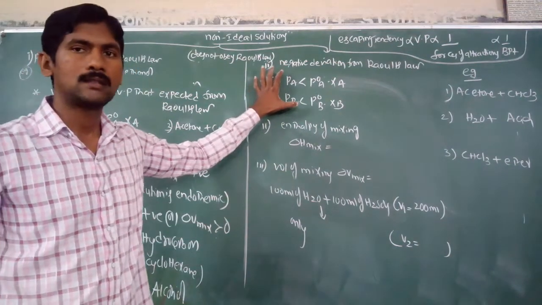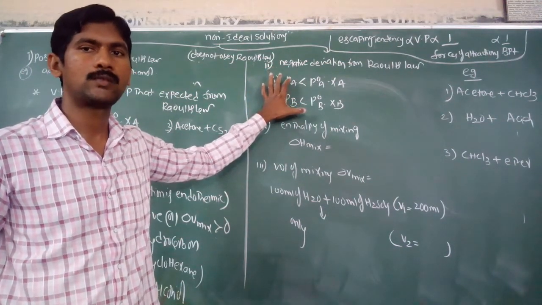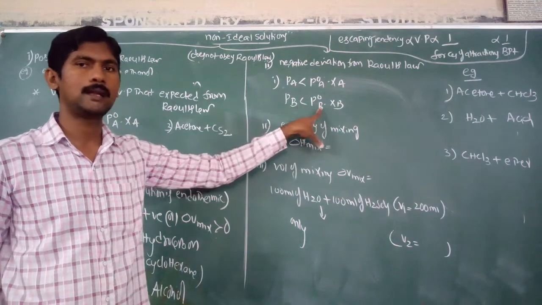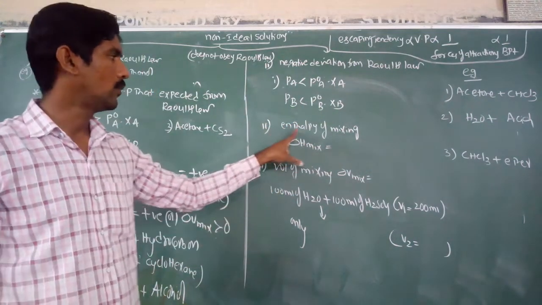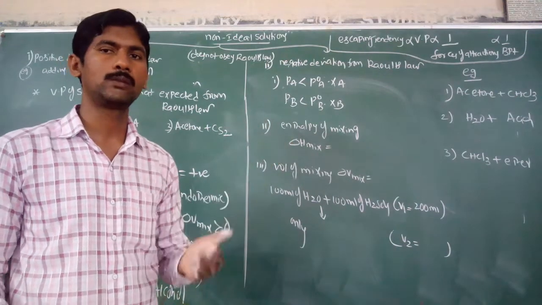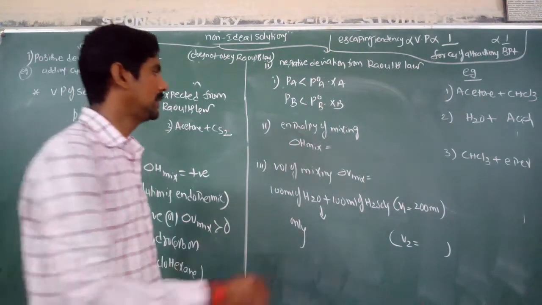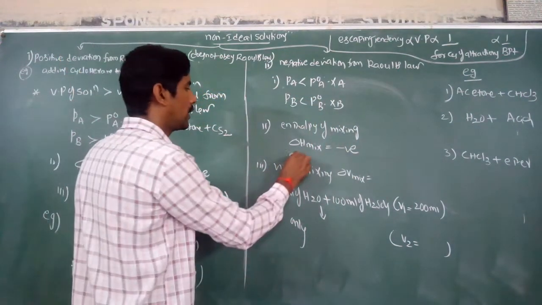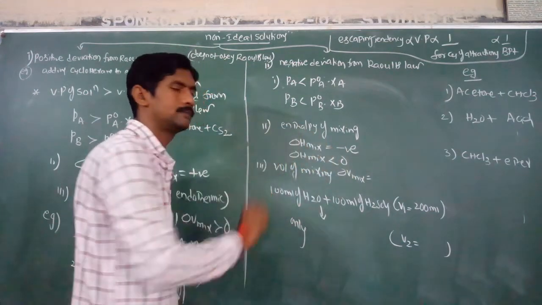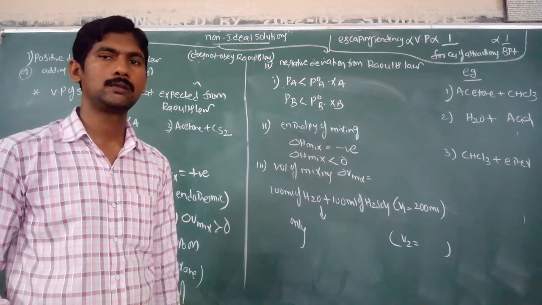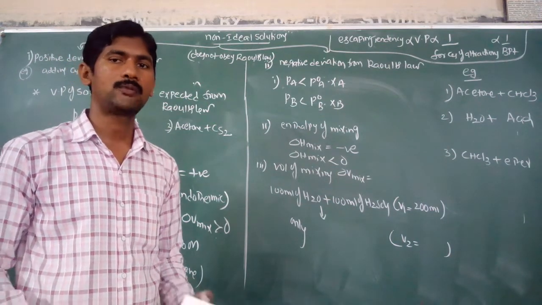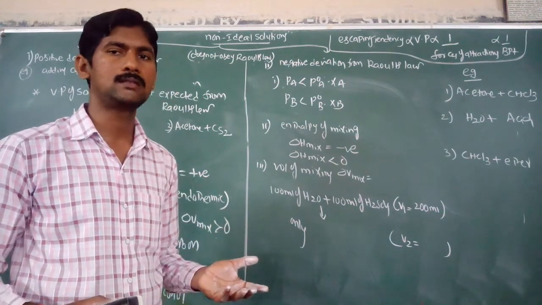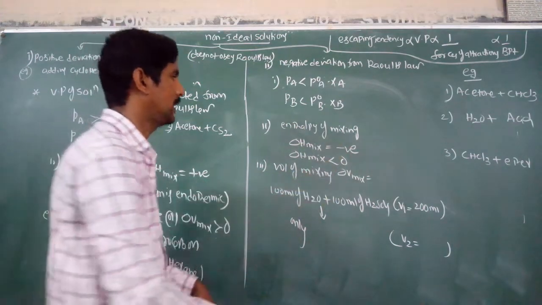So what are the important characteristics of non-ideal solutions which can show negative deviation from Raoult's law? One is PA is less than P0A into XA, PB is less than P0B into XB. Second, what is the enthalpy of mixing? If it is negative deviation, the enthalpy of mixing is also negative. Delta H mixing is less than 0, that is, the dissolution process is exothermic. After adding chloroform to acetone, there is bond formation. Bond formation means release of energy, and release of energy means an exothermic process.